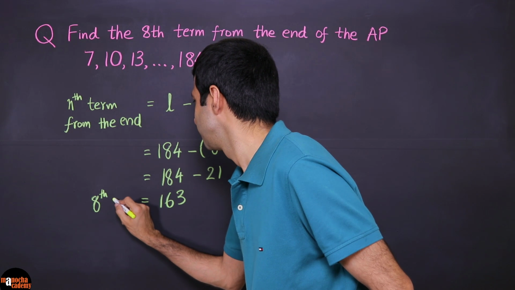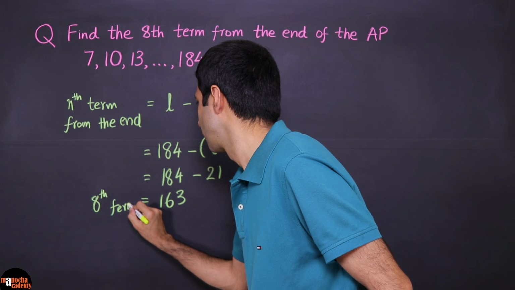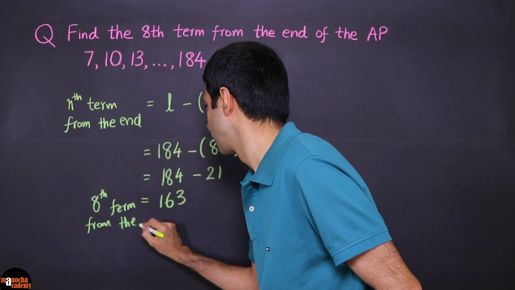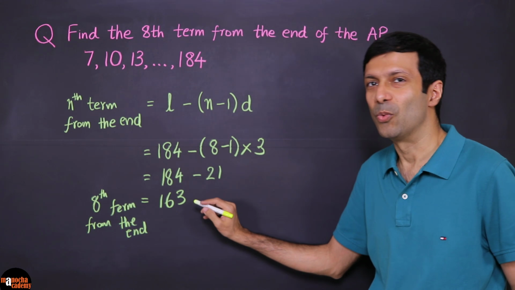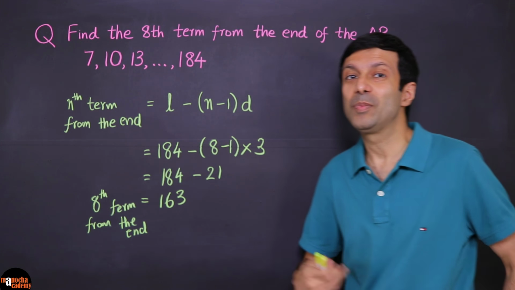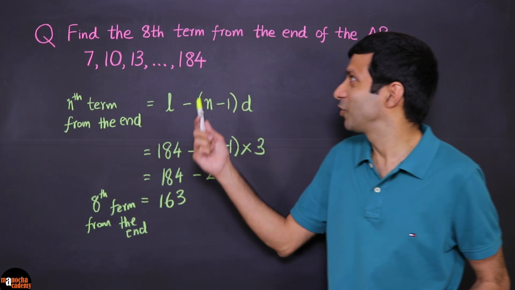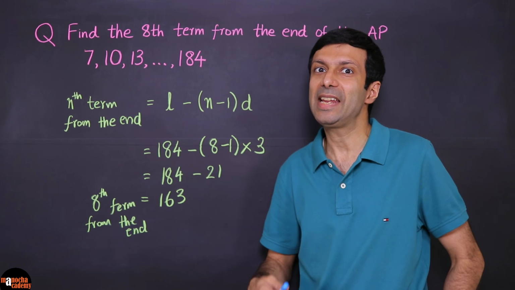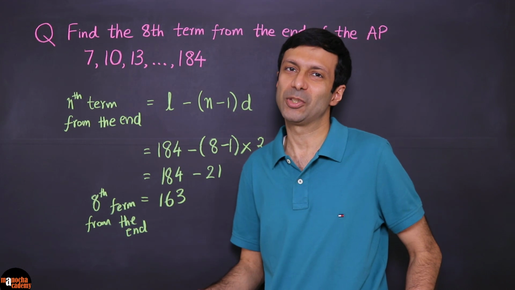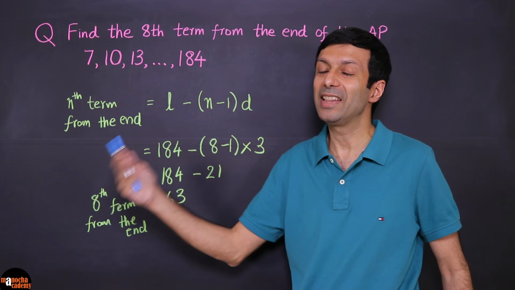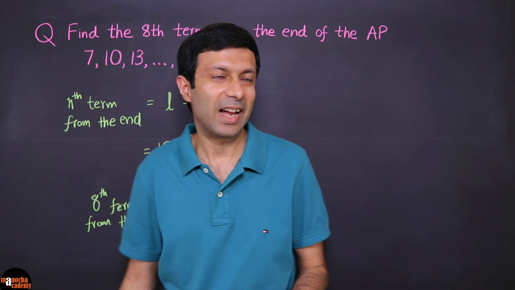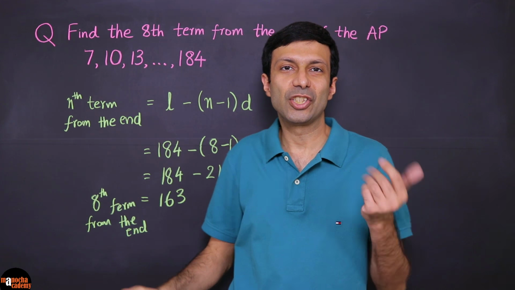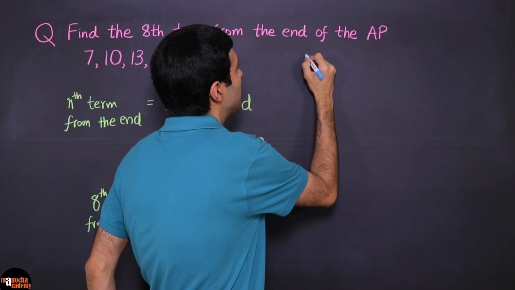The 8th term from the end is 163. Okay. Now let me show you a special trick how to solve this question without using this formula. We are going to use our normal formula, Tn equal to a plus (n minus 1) into d. So we'll use the formula of the nth term from the beginning. The trick of doing that is just take the series, the AP that you've been given, and just reverse it. Okay, so let's write the series in reverse here.